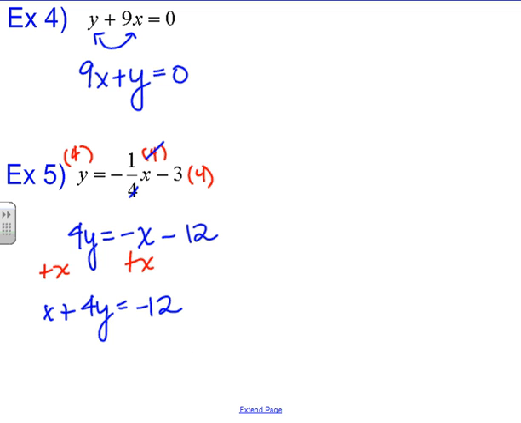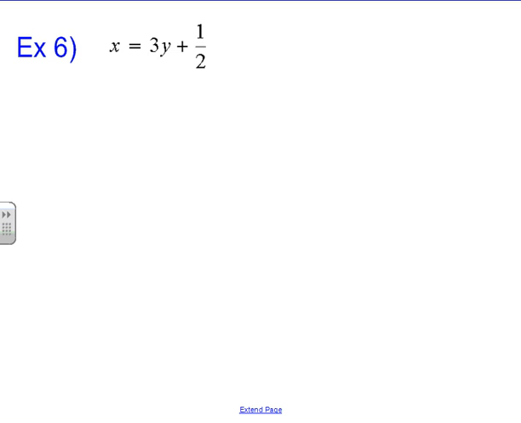I have one more for us to try. And this one is x equals 3y plus 1/2. Again, we want to get rid of that fraction. So we have a denominator of 2. So let's multiply everything by 2. And then we're going to rewrite. We'll have 2x equals 3 times 2 is 6, and the y comes with us. Plus, now these 2's go away, 1.